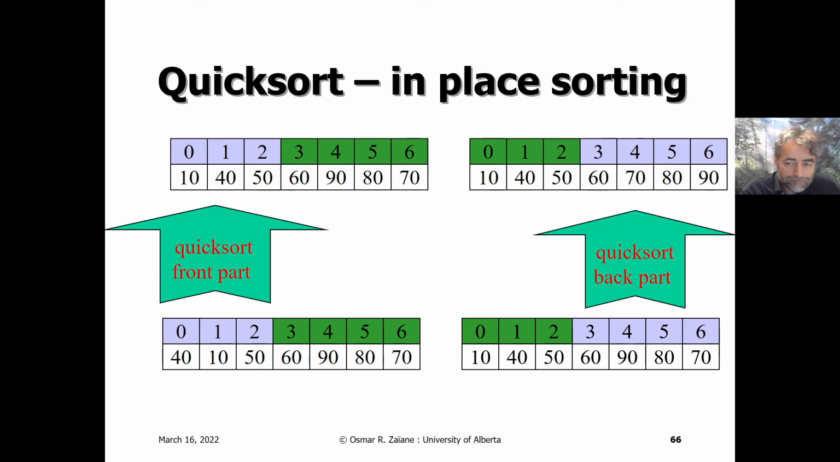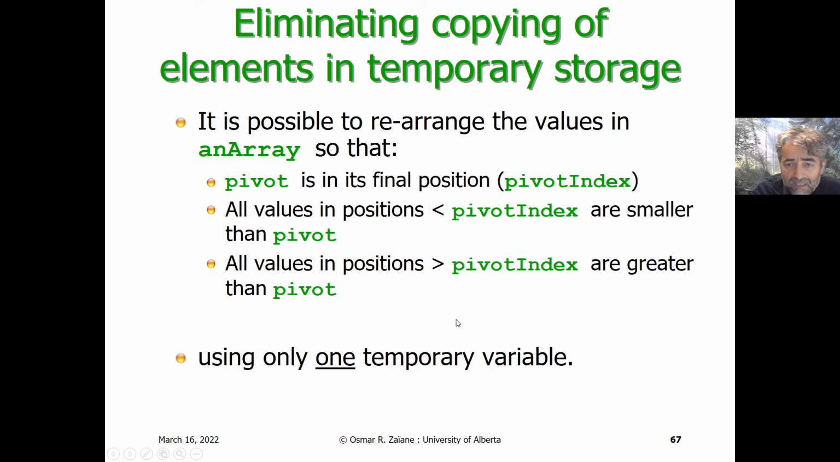Okay, so here is the idea. I need to rearrange the values in the array such that I have somebody called pivot that is positioned in pivot index. Okay, that's the index of the pivot. And all the values in positions that are before, so smaller than the pivot index, have smaller values than the pivot. And all the values in positions that are after the pivot index are all greater than the pivot itself.